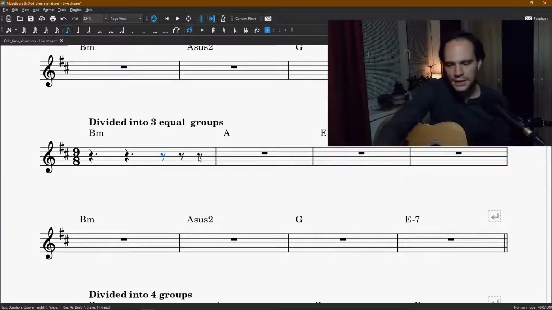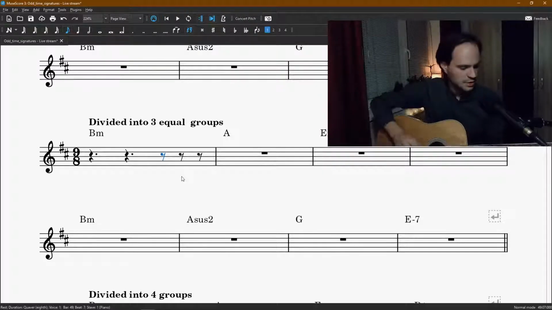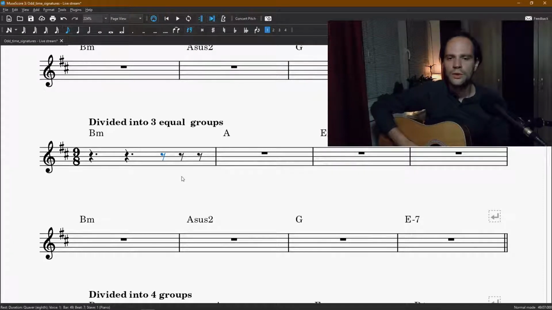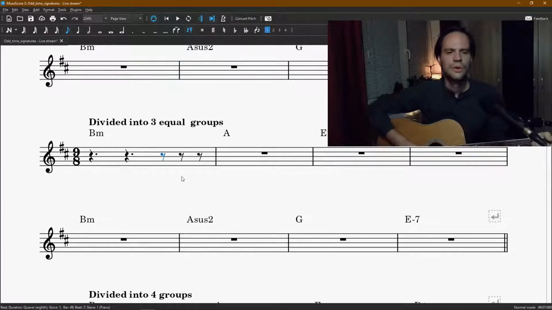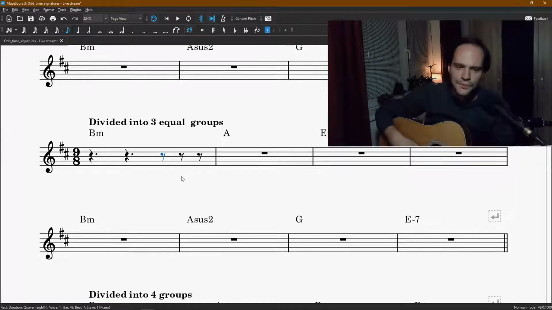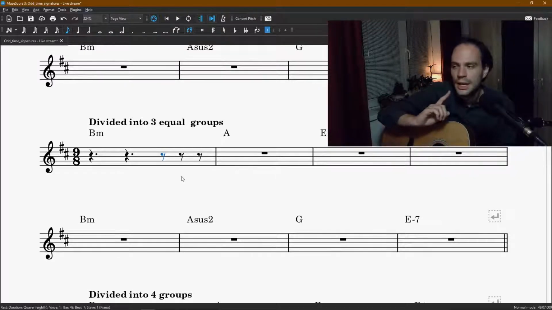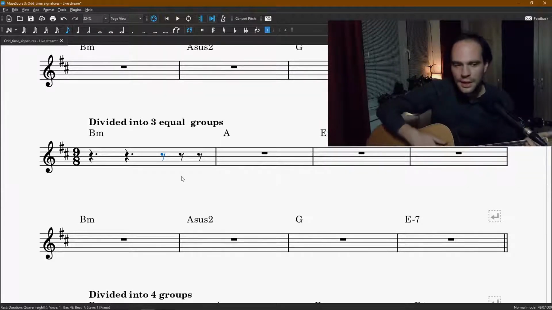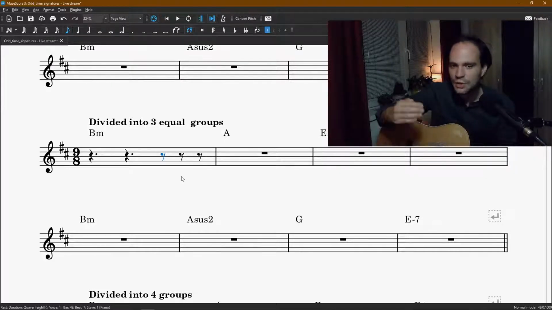If I play this example here, I'll leave this one open so you can see. 1, 2, 3, 1, 2, 3, 1, 2, 3. You can even count it like this: 1, 2, 3, 1, 2, 3, 1, 2, 3, 1, 2, 3. This is actually a very traditional way of doing it, because you can also see it as, and maybe now I'm getting a little bit too advanced, 3/4.